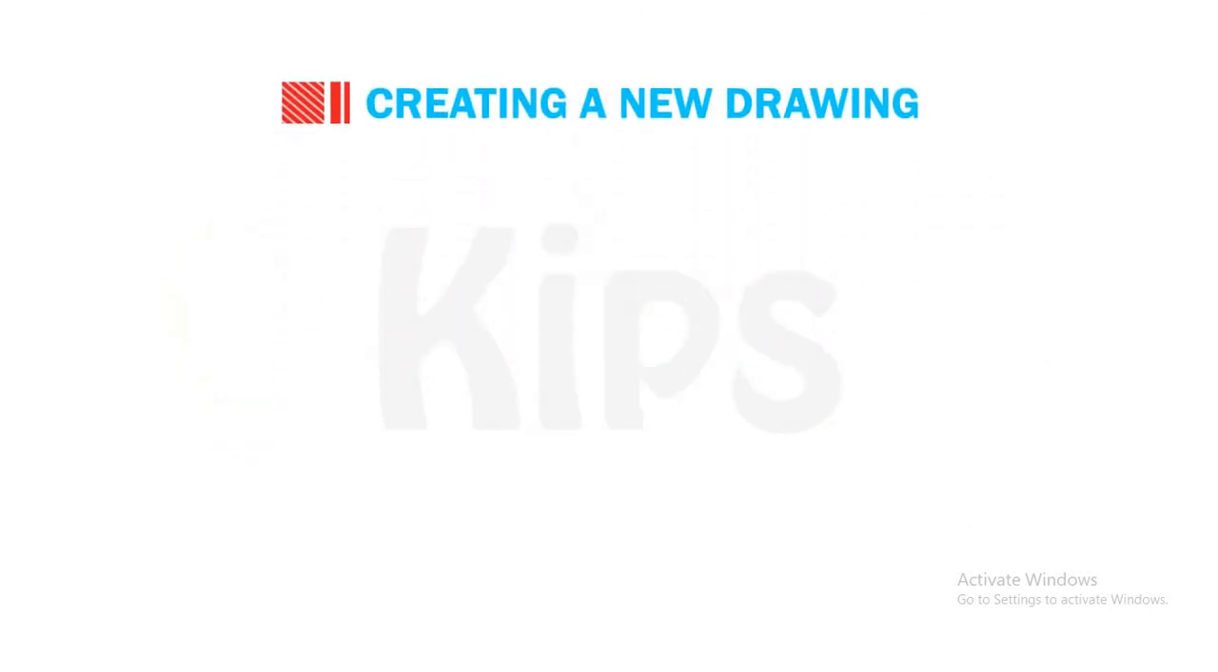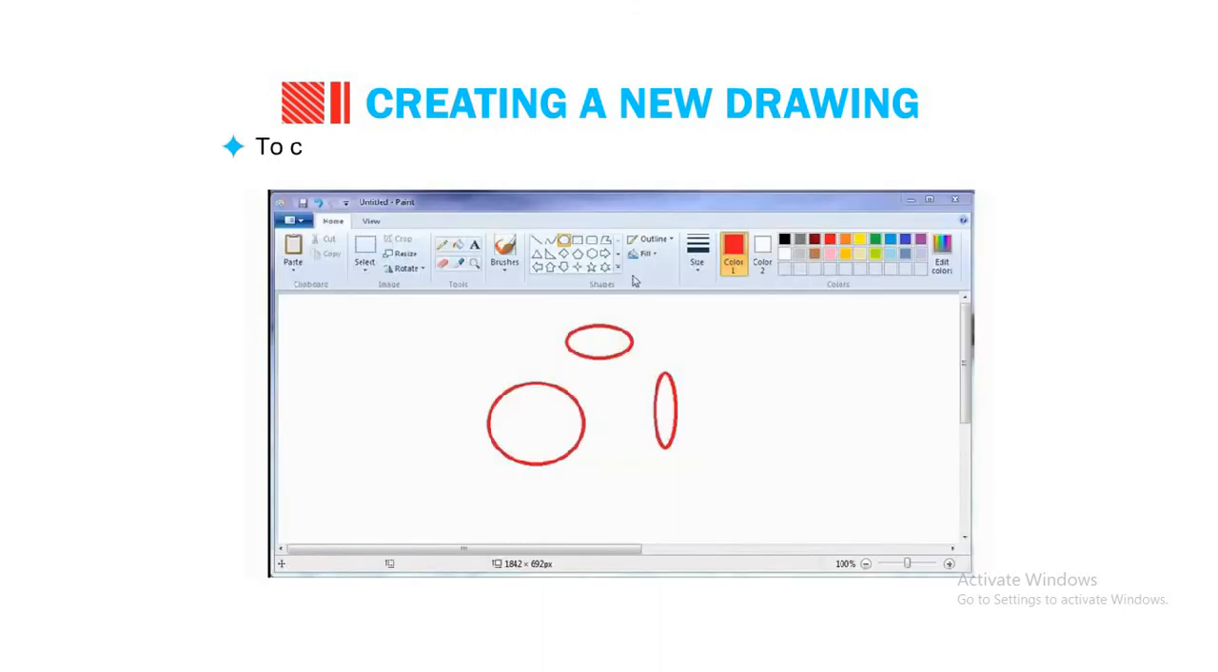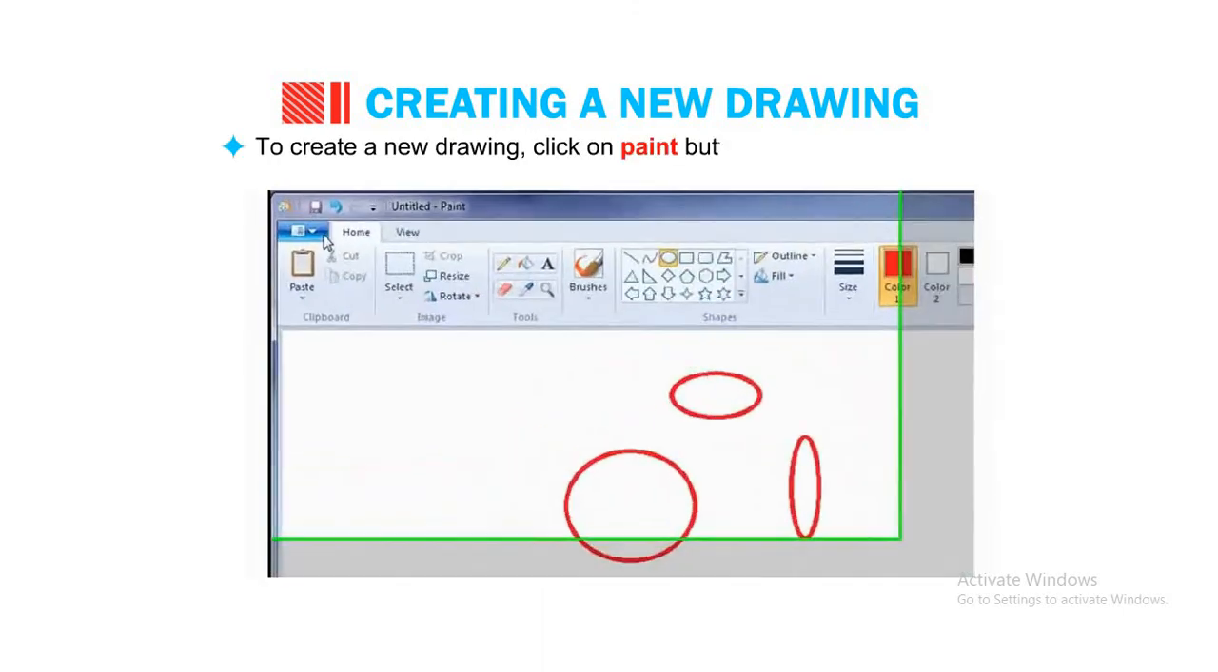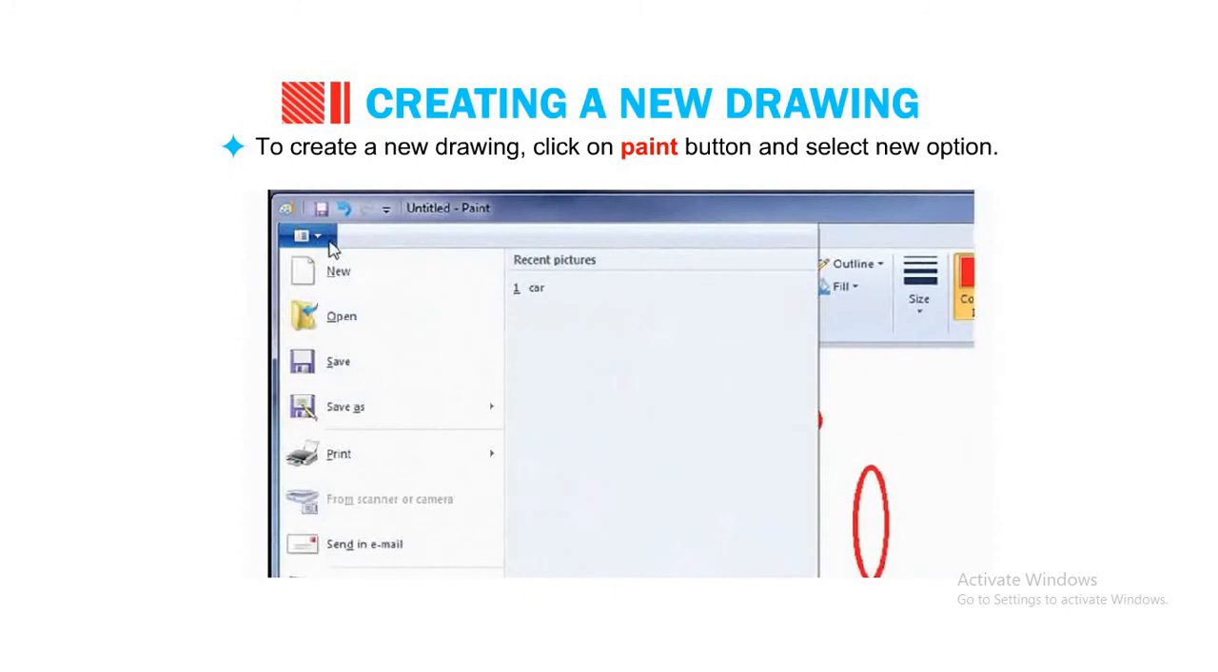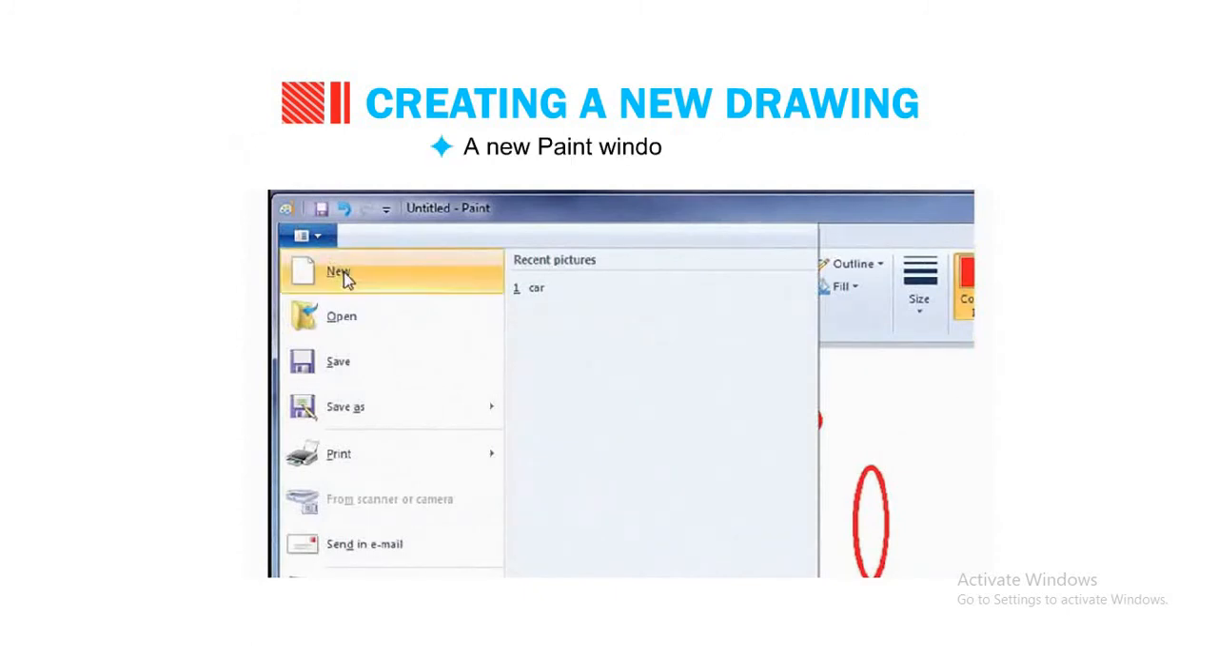Let us now find out how to create a new drawing. To create a new drawing, click on Paint button and select a new option. A new Paint window will open.